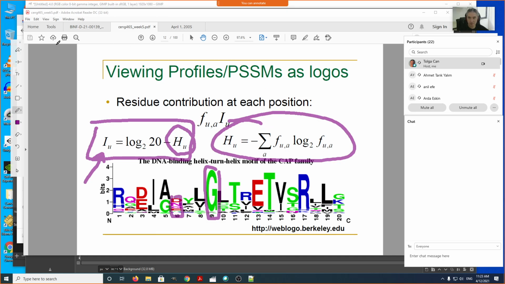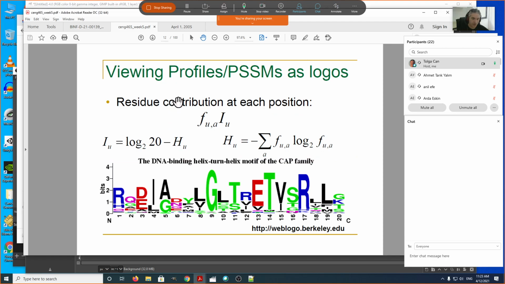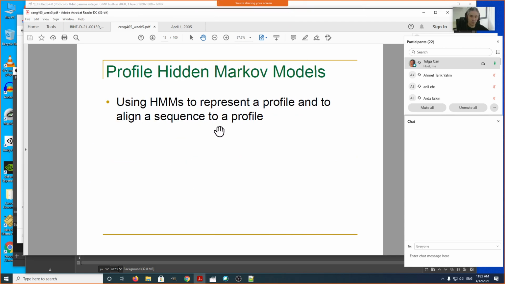All right, so now I'm going to give an introduction to profile hidden Markov models. Then I'm going to finish today's lecture, and we're going to continue with profile hidden Markov models on Thursday. Up to this point, we have talked about position-specific scoring matrices and how we can score a sequence against a profile. Now we are going to see an alternative method to represent a family of protein sequences, again given to us as a multiple sequence alignment.